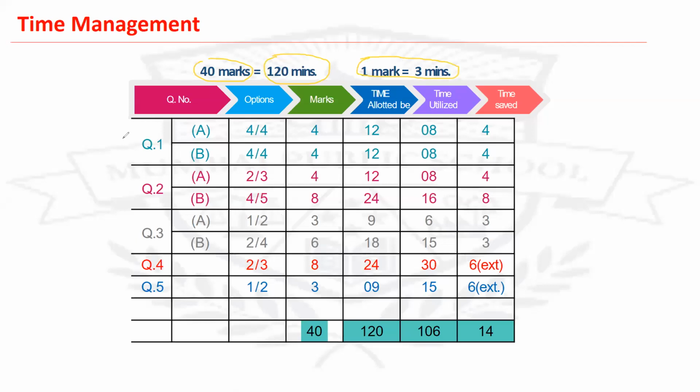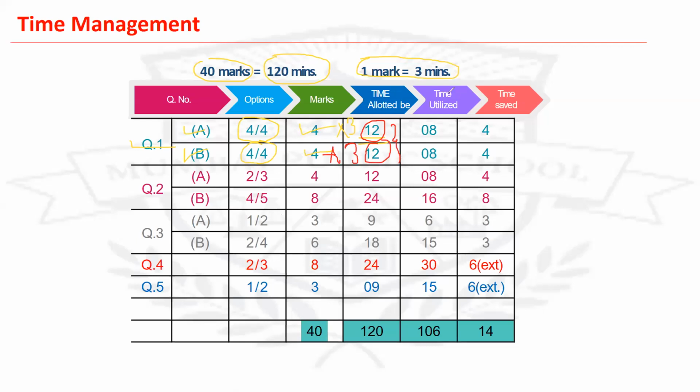Now check question 1. Understood, there are 2 parts, section A, section B. Here there are 4 questions. You have to solve 4 questions, compulsory questions. No options will be given to you. Marks which are there are 4 marks. Time allotted: for 1 mark, I've told you 3 minutes. So 4 into 3, it is 12. So you've got 12 minutes.